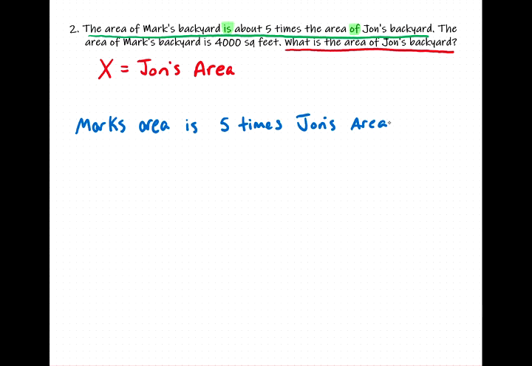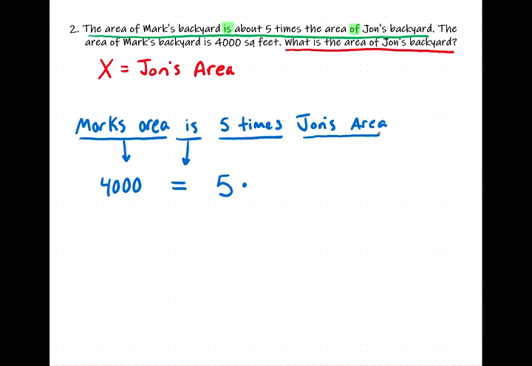So now let's translate this into a mathematical equation. Mark's area, this we know. It's given in the problem as 4,000 square feet. So we know Mark's area is 4,000. Again, we have the word is. That's our equal sign. 5 times, so multiplied by 5 times John's area.